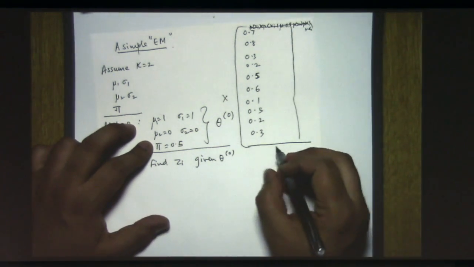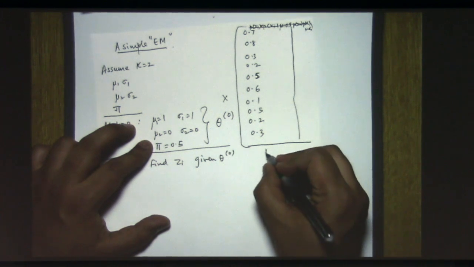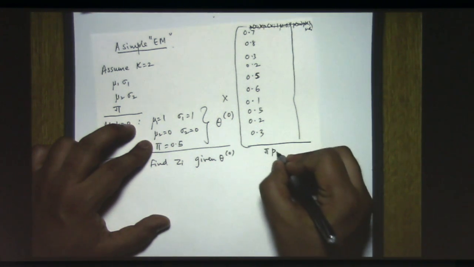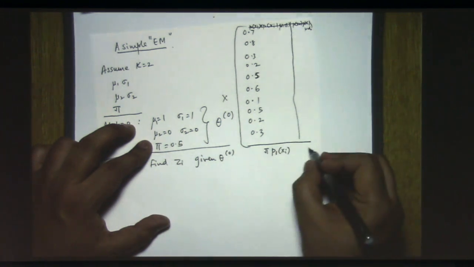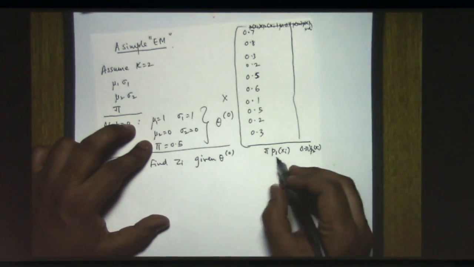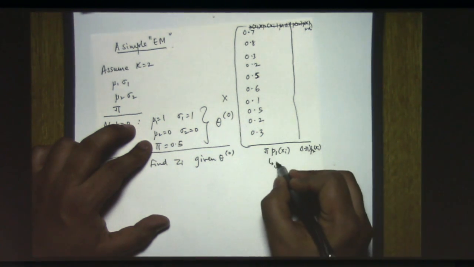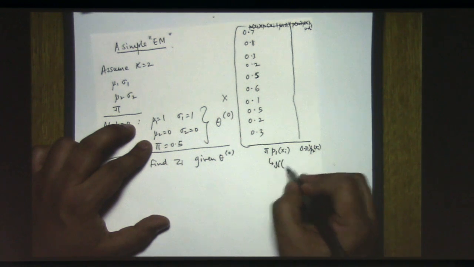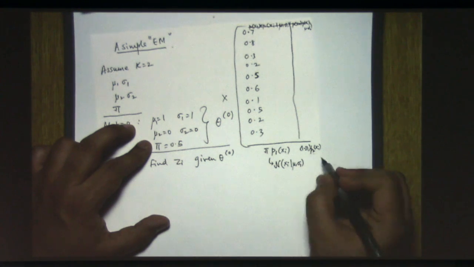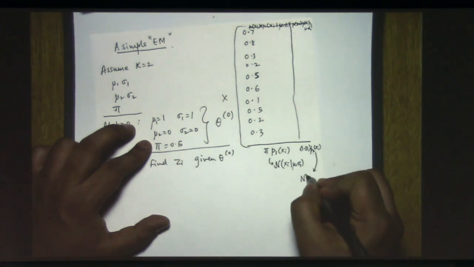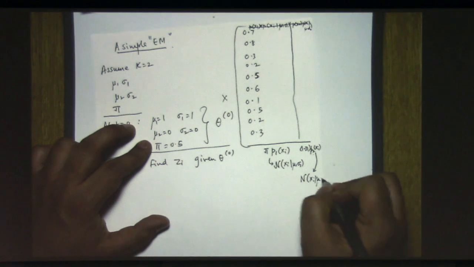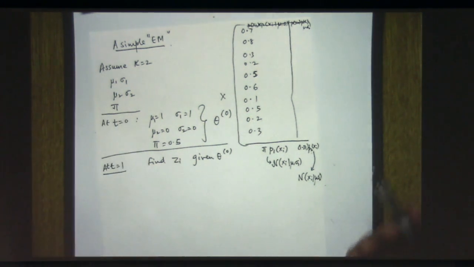So here, I'm going to compute two values. One is what we call pi times p1 of xi, and the other will be 1 minus pi times p2 of xi, right? So I'm going to write it here. And of course, what is p1 of xi? P1 of xi is just the PDF according to a normal distribution of xi, given mean mu1 and sigma 1, and this would be xi given mu2 and sigma 2, right? So that is how we'll compute it.